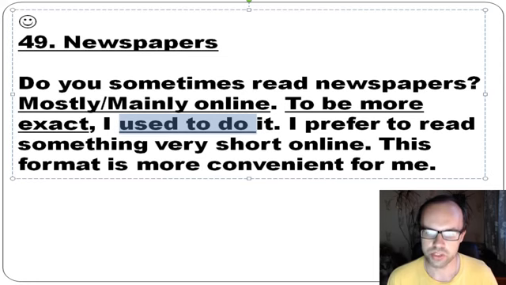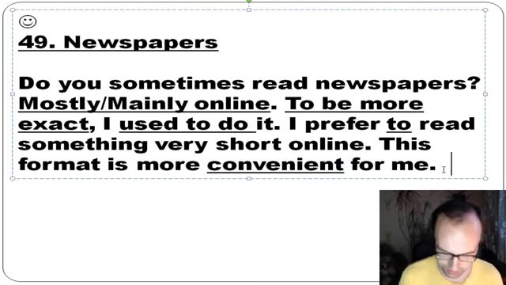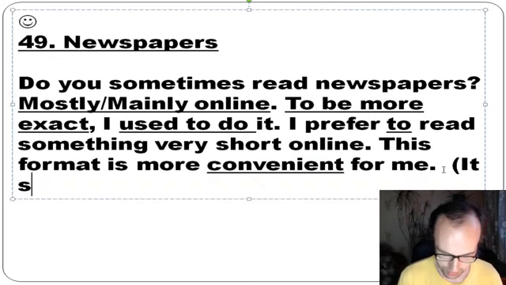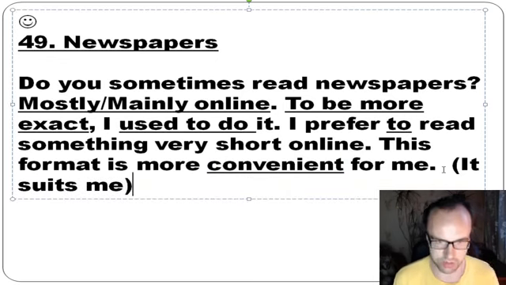I prefer to read something very short online. Prefer to, yeah, something very short online. This format is more convenient for me. Convenient, good word. It's very convenient, it's very good for me. It suits me. Yeah, it suits me.